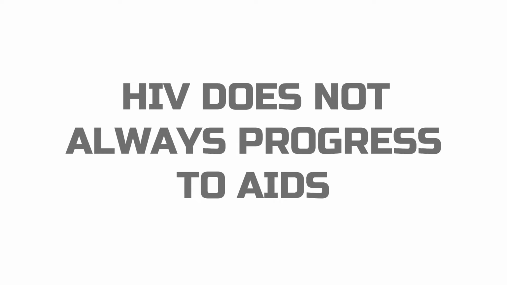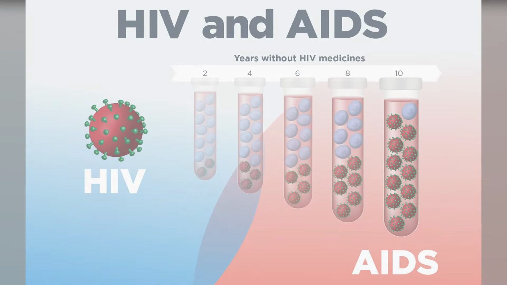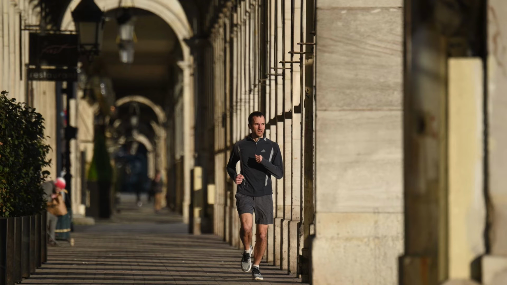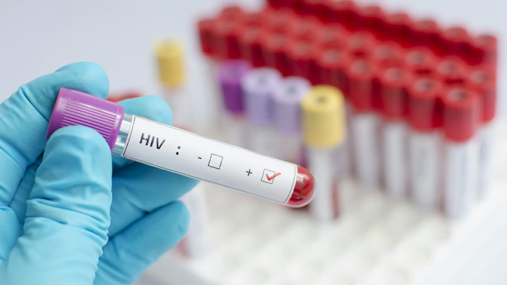HIV does not always progress to AIDS. An HIV infection does not always necessarily progress to AIDS. In fact, many people with HIV live for years without developing AIDS. Thanks to advances in treatment, a person living with HIV can expect to live a nearly normal life. Although a person can have an HIV infection without having AIDS, anyone diagnosed with AIDS has already contracted HIV.